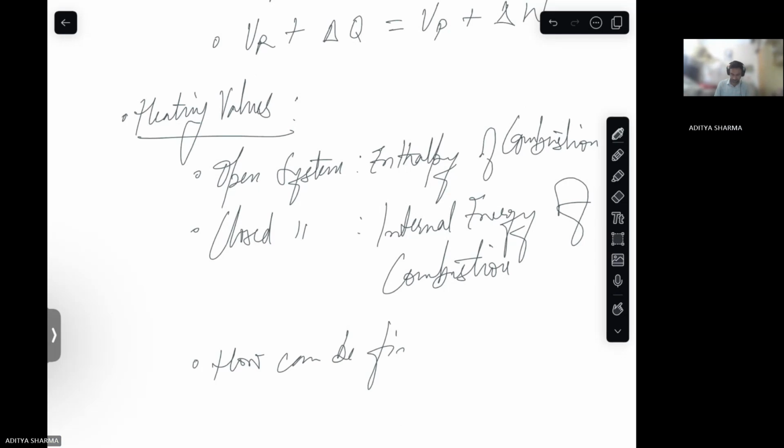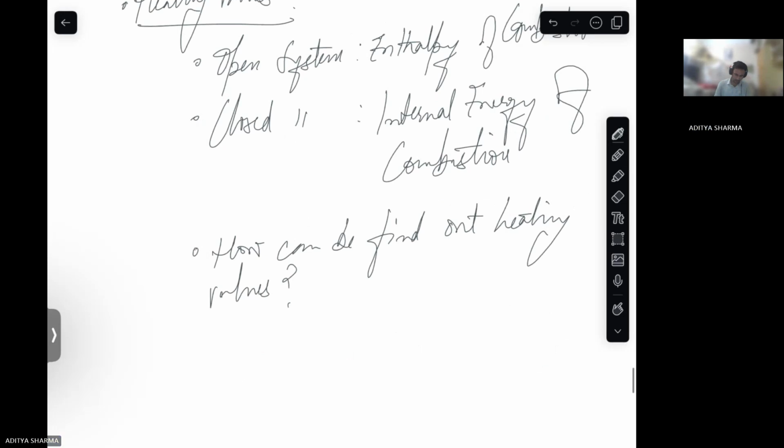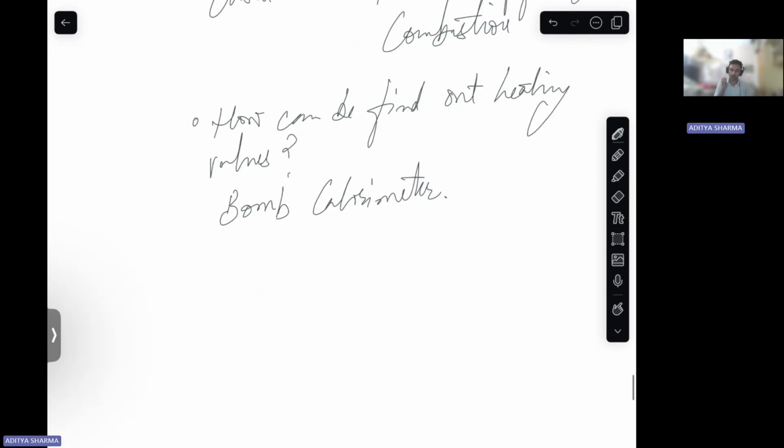the heating values? So we can use calorimeters, right? One such calorimeter is the bomb calorimeter. Basic things that we should know. Okay.